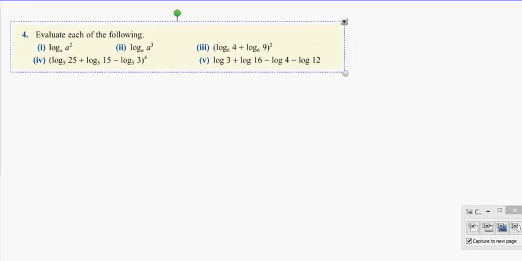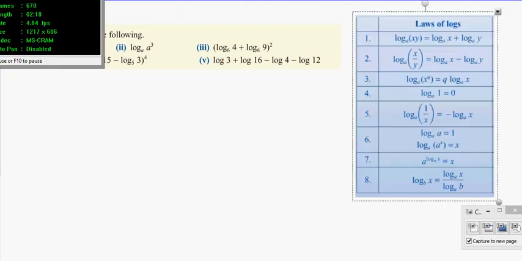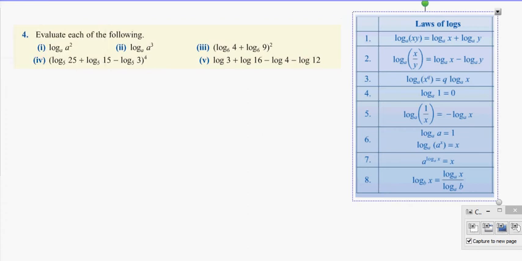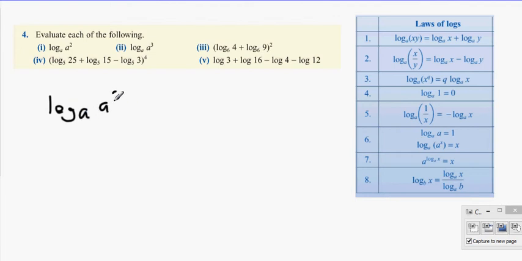Okay, number 4. Evaluate each of the following. It'd be interesting to actually see what they mean by evaluate. Okay, what we're going to do is we're going to get our set of rules. First one, evaluate log base A of A squared. Okay, now the problem here is it's A squared. I know that any number to its own base is 1.